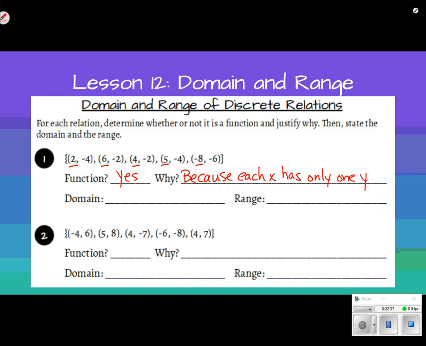All right, domain. So when we write domain, we're going to write all the x values, but I want you to maybe make note of this: no repeats when writing domain or range. If you have a repeat that happens, you only write it one time. Now, some people argue you should write from least to greatest. I don't care about that. I just want everybody present, but only one time. So we've got 2, 6, 4, 5, and -8.